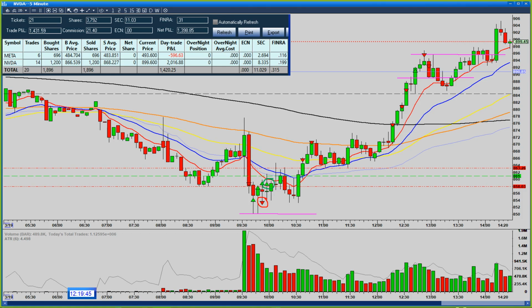But this is just foundational. Understanding what this one type of candlestick, the hammer candle, the inverted hammer candle, could be telling you.